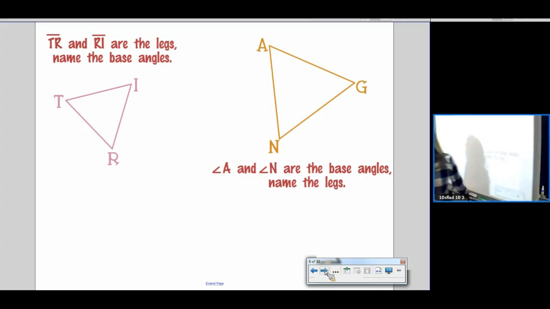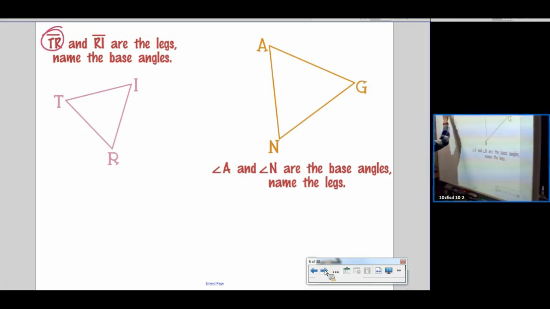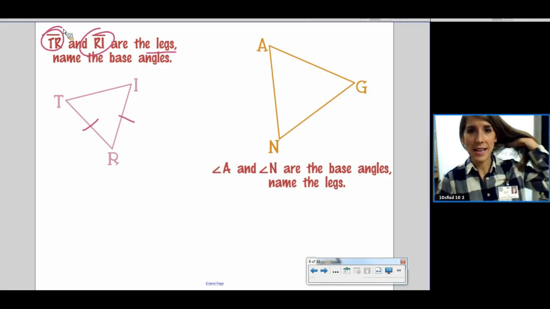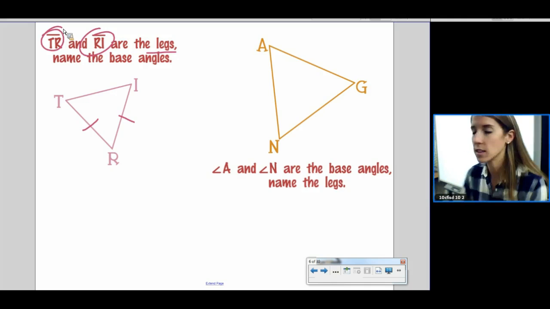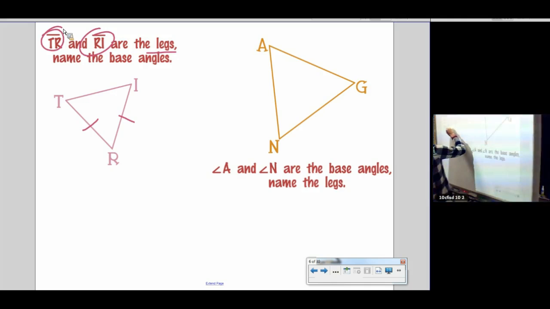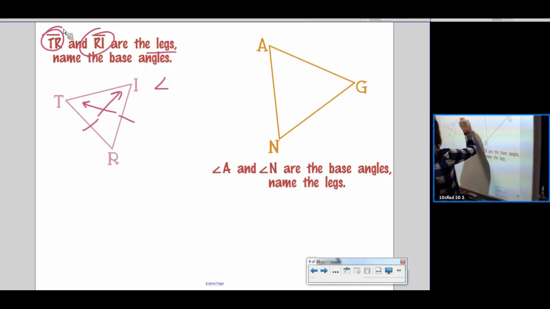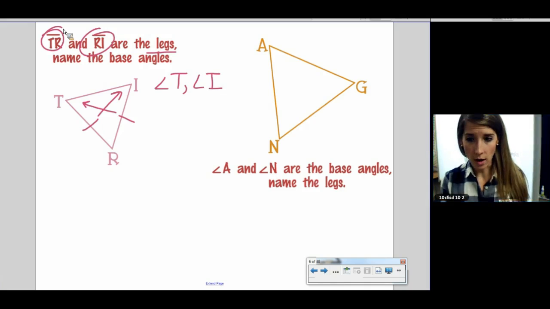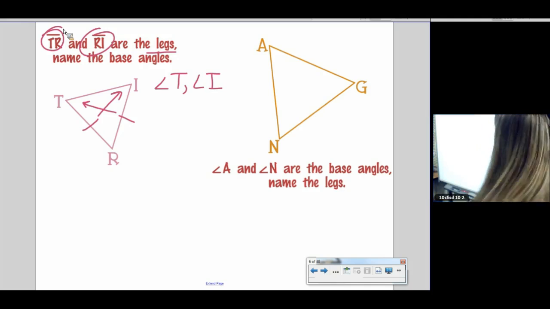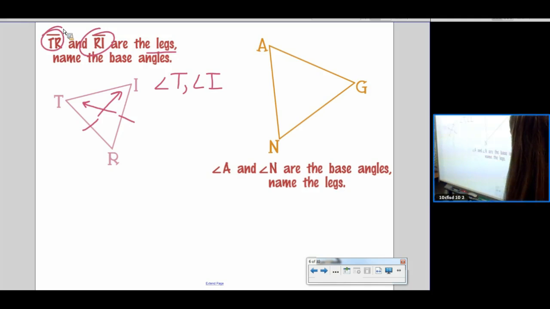And so what I would do first is, since these are the legs, I would add tick marks. And then as you will notice, the base angles are always going to be across the triangle from the legs. So draw an arrow away from the tick marks. And so the base angles are angle T and angle I. So that's how you would locate the base angles. They're going to be across from the legs. Angle A and angle N are the base angles.